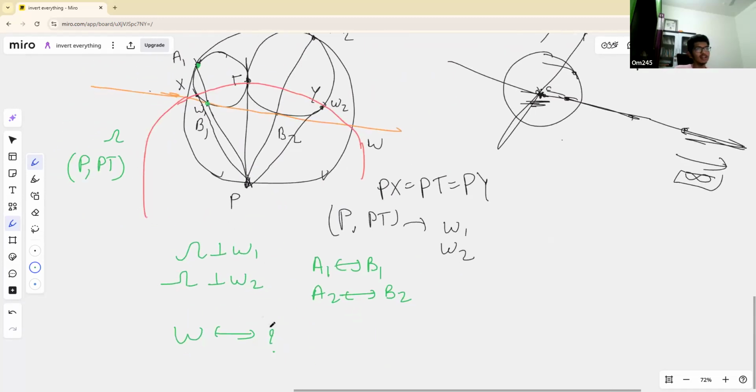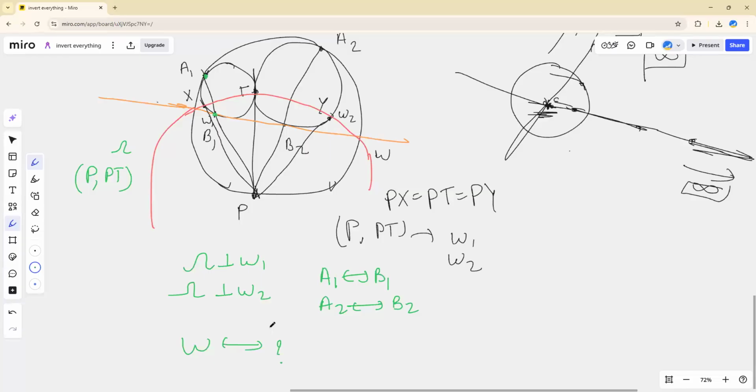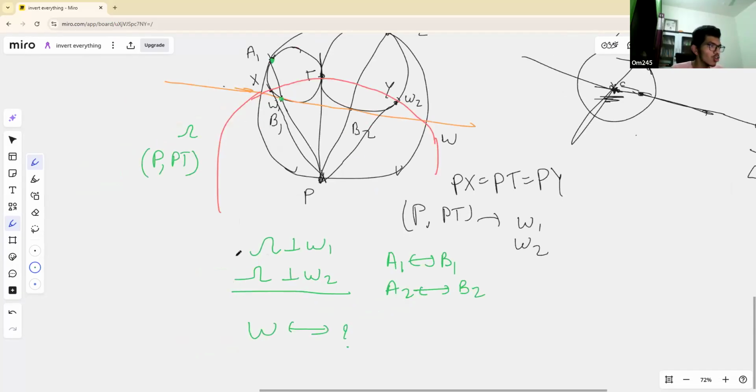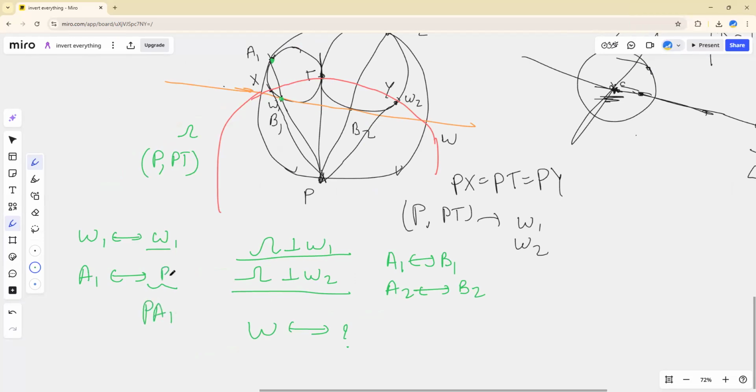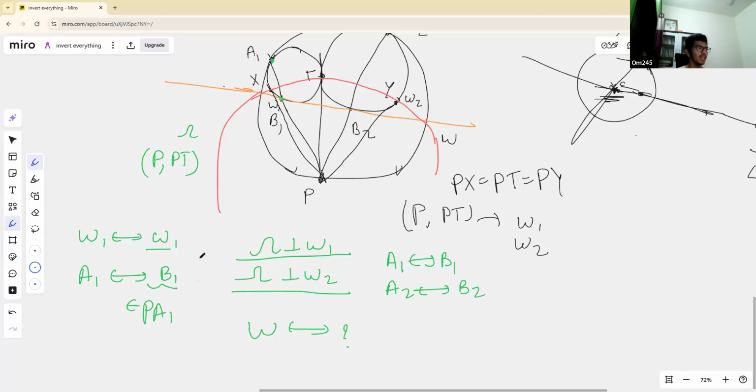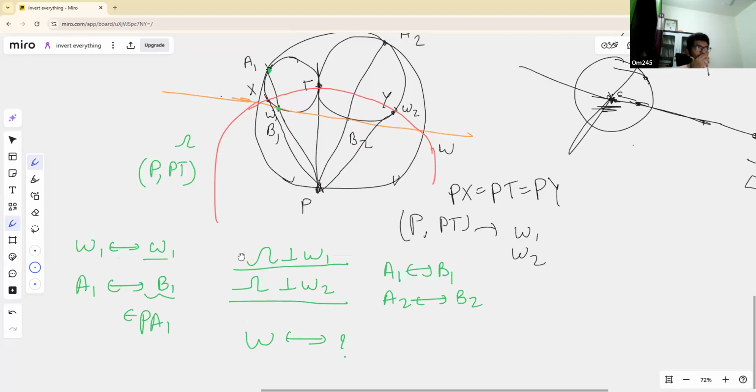Can you explain again why A1 maps to B1 and A2 maps to B2? Yes, so we know gamma is orthogonal to omega 1, right? So inversion preserves omega 1. So this A dash point should map to some point which also lies on omega 1 and lies on the line, which is basically B1, right? Yes, because this is orthogonal.